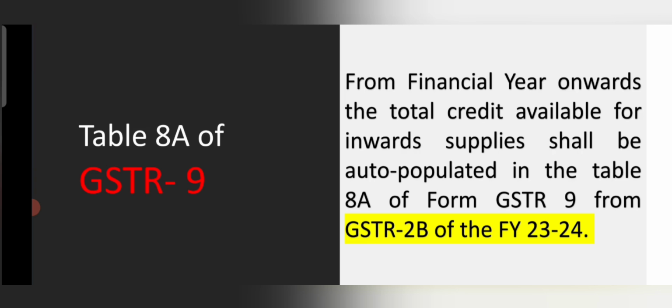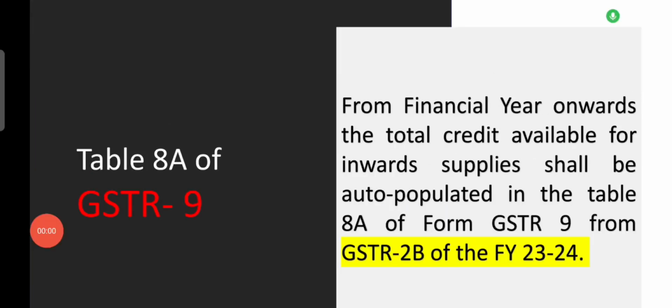From the financial year 23-24, the value of table 8A will be auto-populated from the GSTR 2B, right? So there is a lot of confusion about how to report the invoice value that is in table 8C. Table 8A is auto-populated and we can't change the value of 8A. We can only make changes in table 8C. That's why this advisory is issued on how to report this difference.